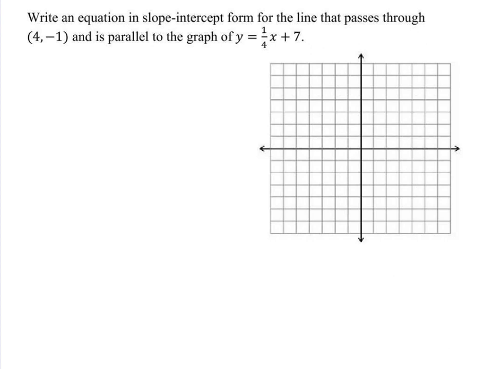Another example. Write an equation in slope-intercept form for the line that passes through (4, -1) and is parallel to the graph of y equals 1/4 x plus 7.